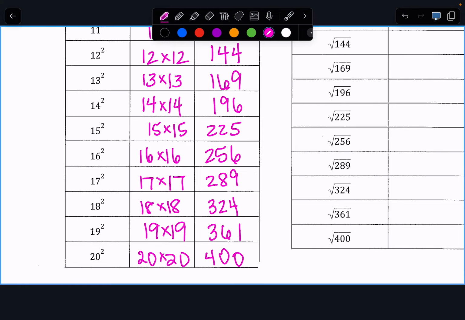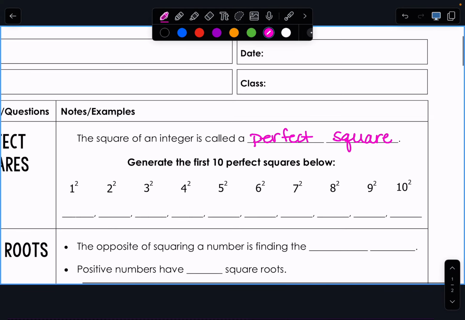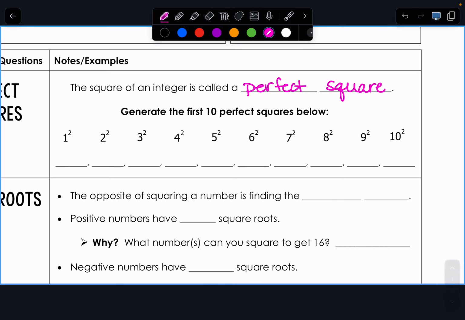Okay, so we're going to go back to page 1. On page 1, will you take a moment and fill in the perfect squares 1 through 10, just like we did? Okay, on page 1, you have the perfect squares of 1 through 10, but we also need to know 11 through 20. So you're going to want to spend some time looking at that chart on page 3.